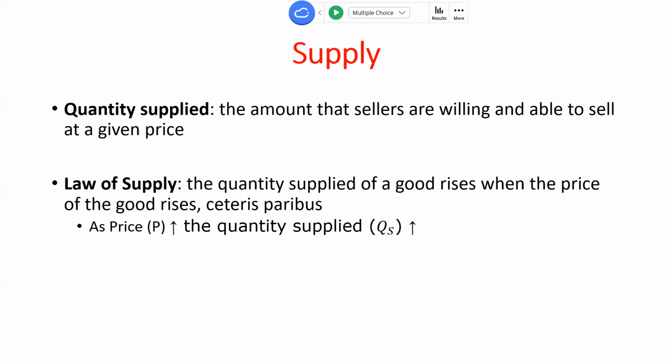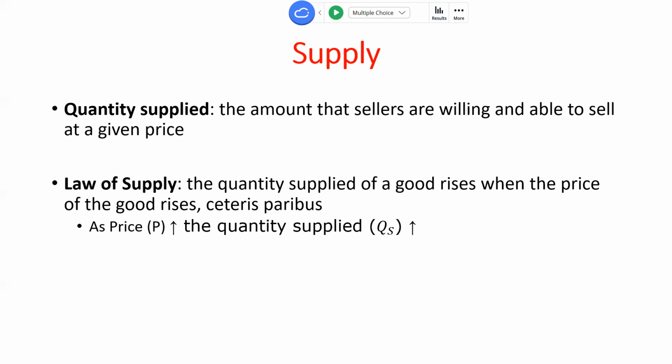Well, think about this. If I'm selling something and the price is $10 instead of 5, so I'm thinking about these two different prices. How many units do you think a company would be willing to sell if the price was 10 instead of 5?